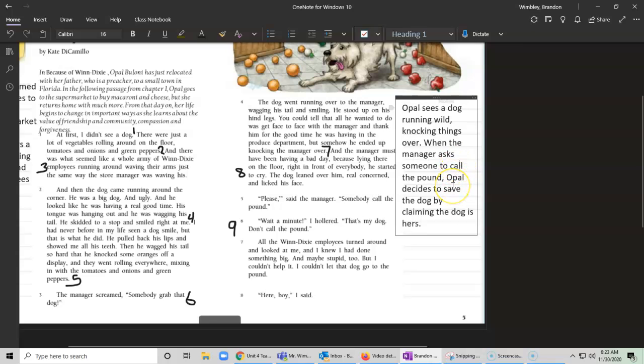So we've just now looked at Because of Winn-Dixie, and I want you to notice, as we read it, it used that word I to show our character Opal, what she's thinking, what she's feeling, what she's saying. And so it's showing us that she's really vested in this dog. She really wants to make sure this dog is okay.